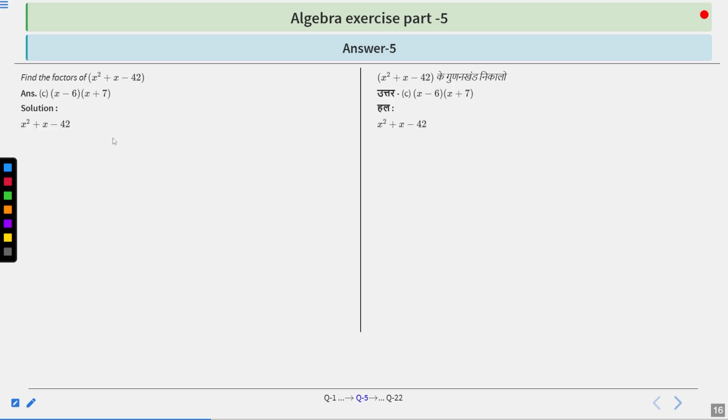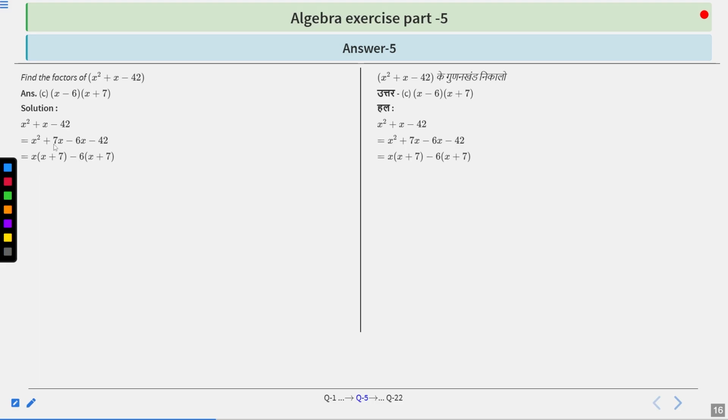x square plus x minus 42 was our given equation. So this plus x can be written as plus 7x minus 6x, and the multiplication of plus 7 and minus 6 is minus 42. So this thing can be written as x square plus 7x minus 6x minus 42.